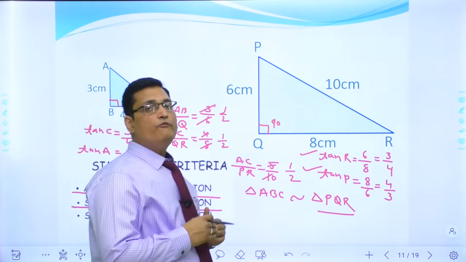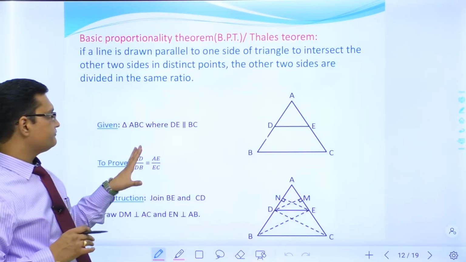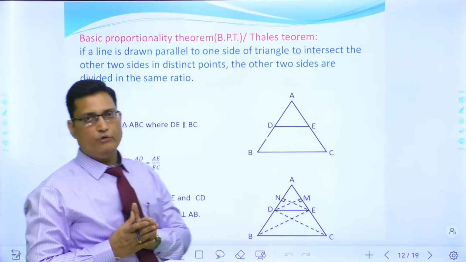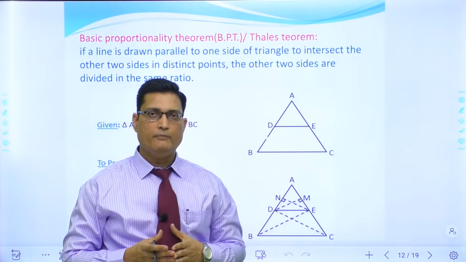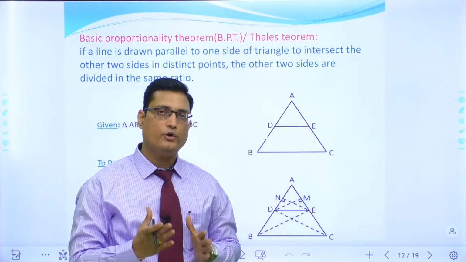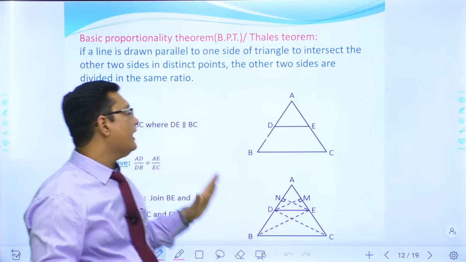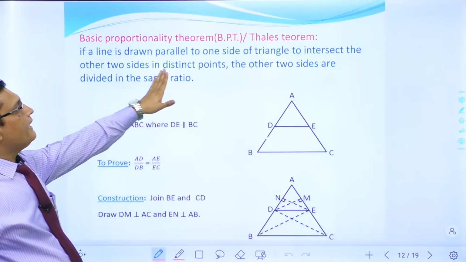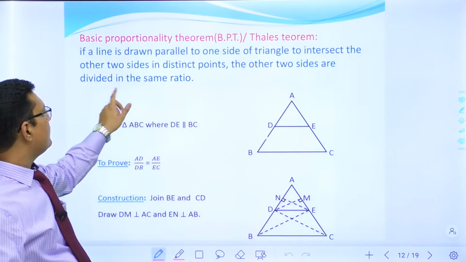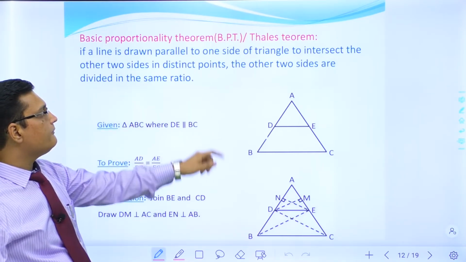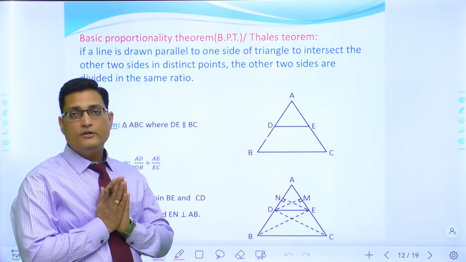Now see, a very important thing we are going to start, that is the B.P.T theorem. What is the B.P.T theorem? Basic proportionality theorem. It is also known as Thales theorem. What is Thales theorem? Its statement is, if a line is drawn parallel to one side of a triangle to intersect the other two sides in distinct points, the other two sides are divided in the same ratio.